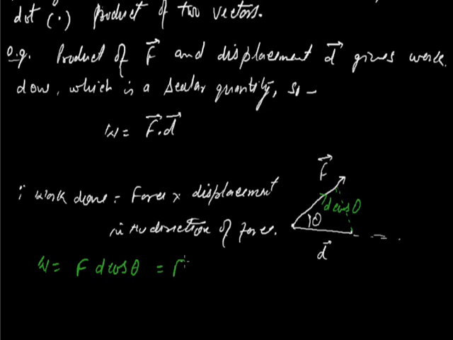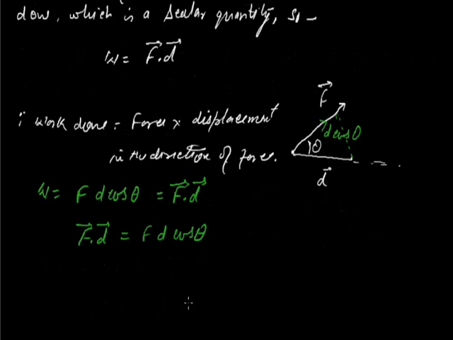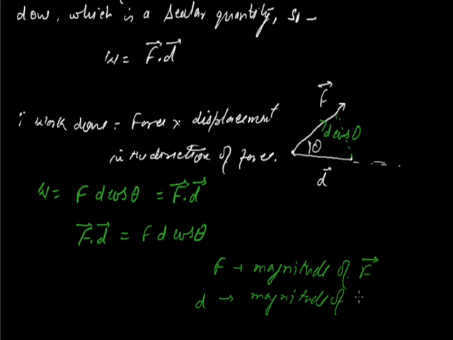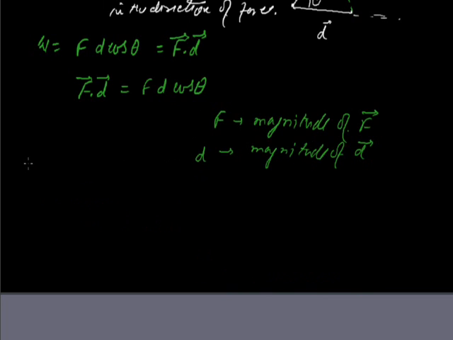We write this as F dot D. It means F dot D is F D cos theta. Here theta is the angle between D and F, displacement and force. F is the magnitude of vector F, and D is the magnitude of vector D. Commutative law in vector product, scalar product. Commutative.